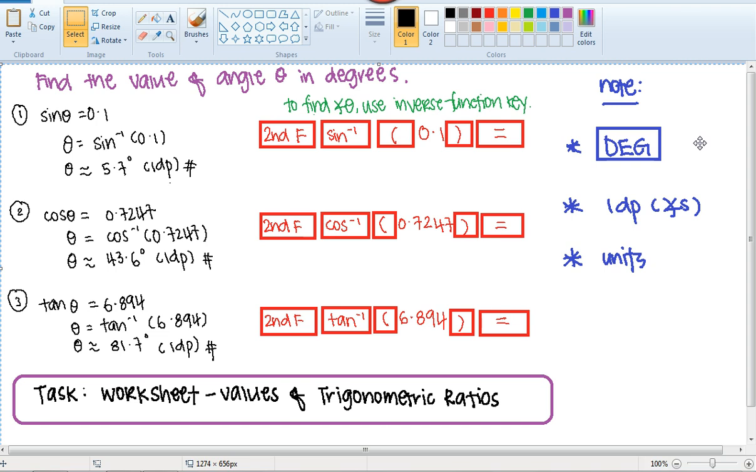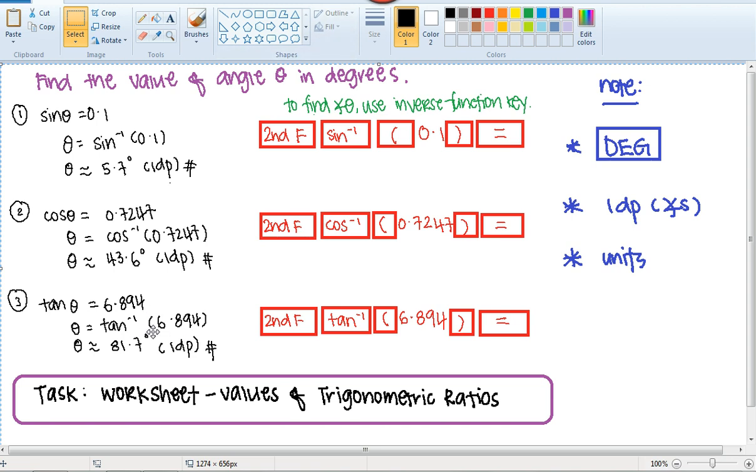First, make sure that your calculator is set to degree mode. Second thing is, when you're finding an unknown angle, always leave your answer corrected to 1 decimal place if your final answer is not exact. And the third thing you need to take note of is to always include your units. In this case, we're talking about degrees, so please include your degree sign.